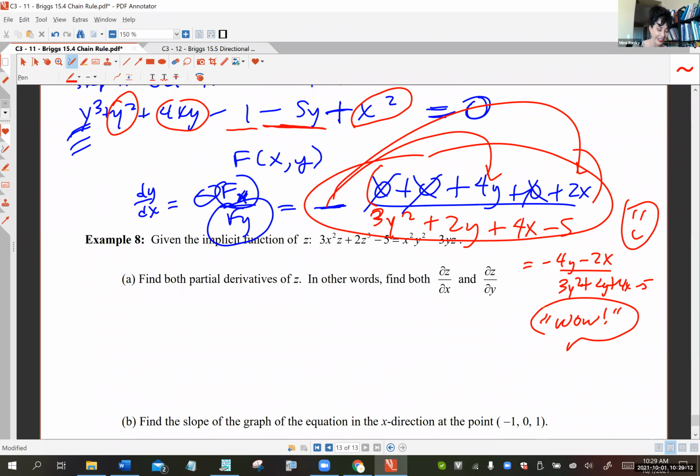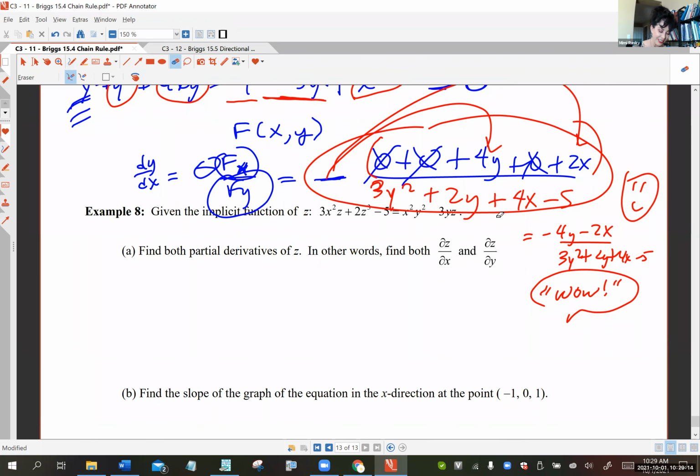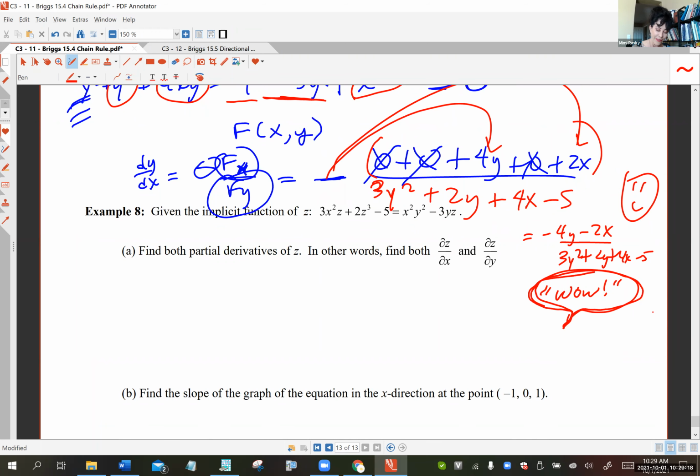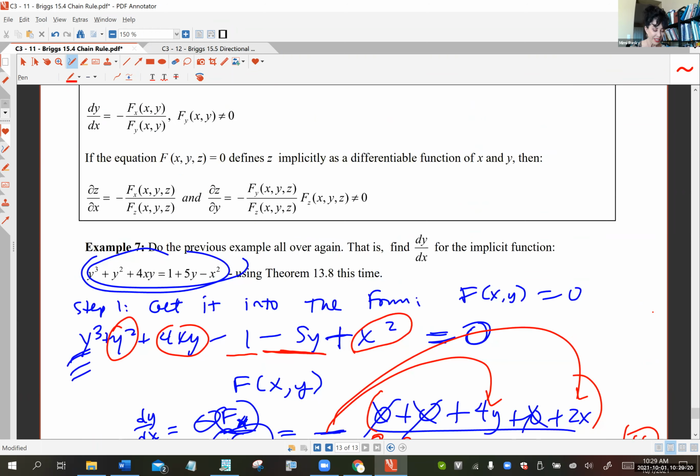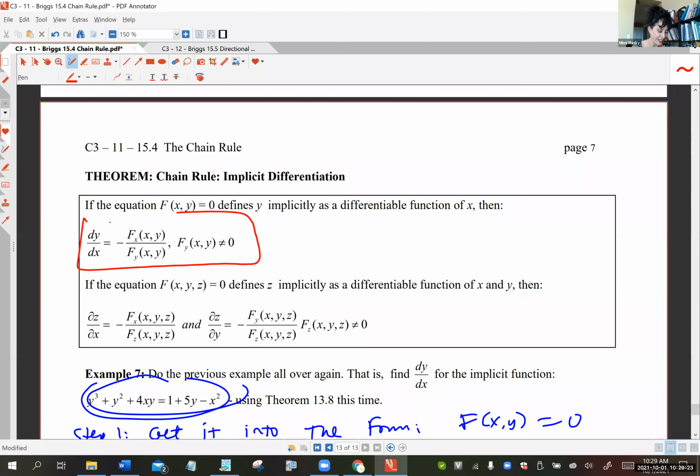But for us, it's kind of like, hey, cool. That's a lot easier than doing it the Calculus 1 way, right? Okay, now let's fill in this theorem. So we already did this. You now know this is really true.